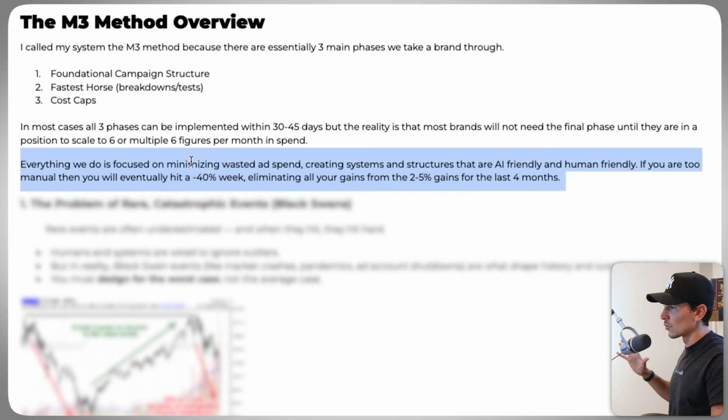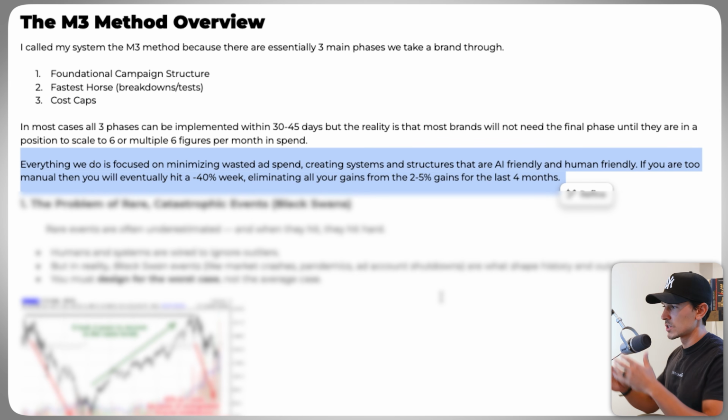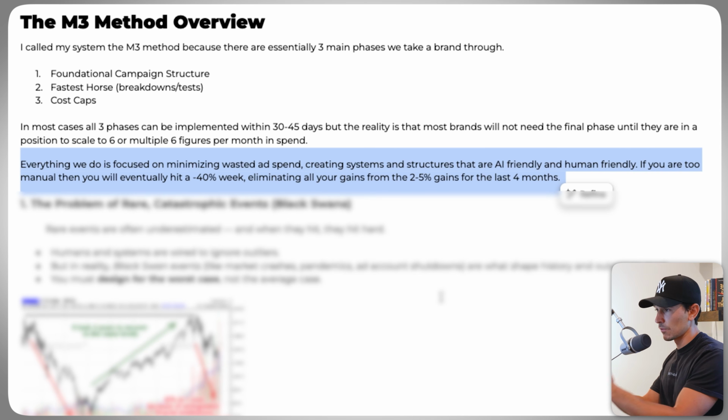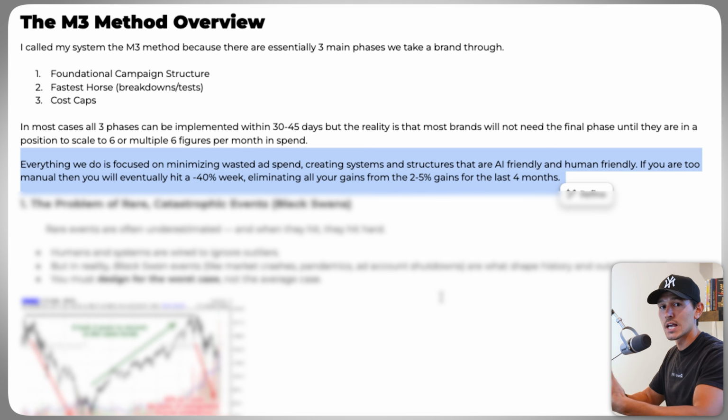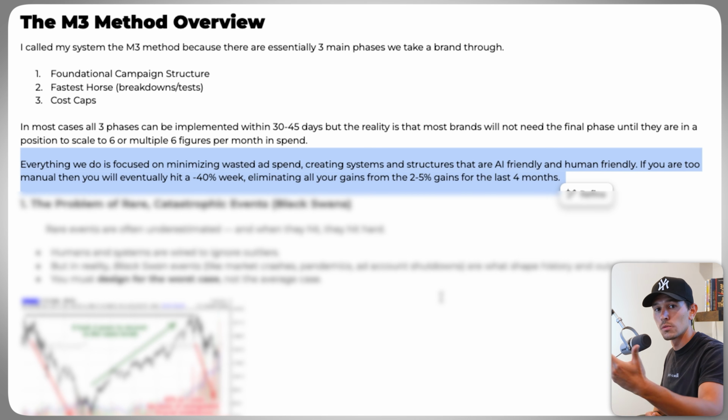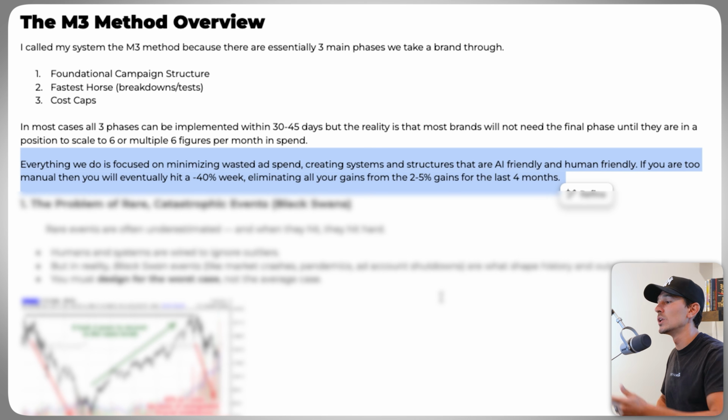Everything that we do, this is a really important statement. Everything we do is focused on minimizing wasted ad spend, creating systems and structures that are AI friendly plus human friendly. If you're too manual, then you're going to hit that negative 40% week. That essentially eliminates all of your gains from those 2, 5, 6, 7, 8% gains that you're making week over week over week. That's where the big loss is, and we need to avoid that.